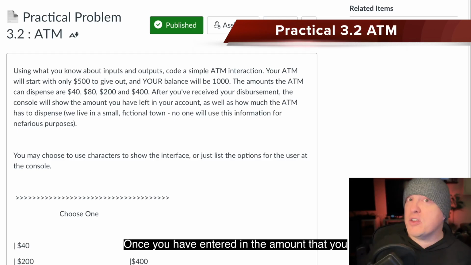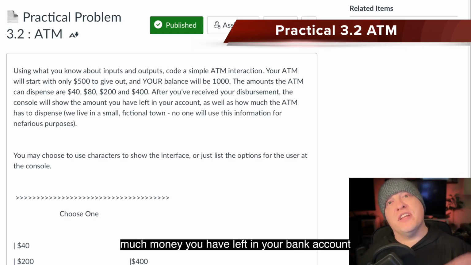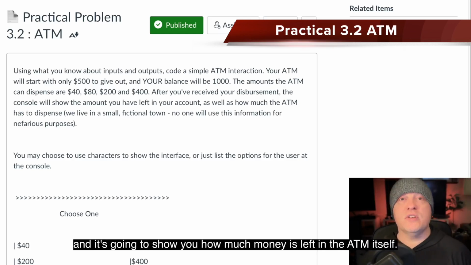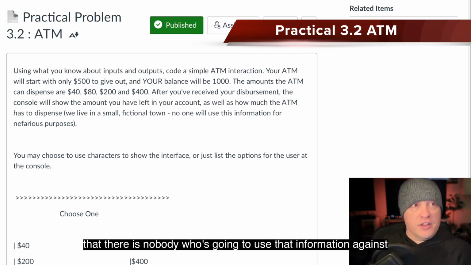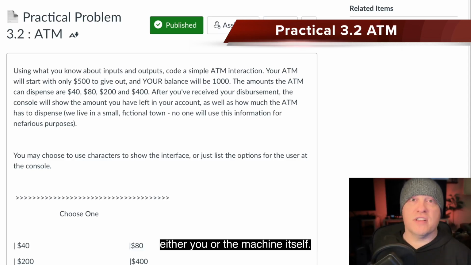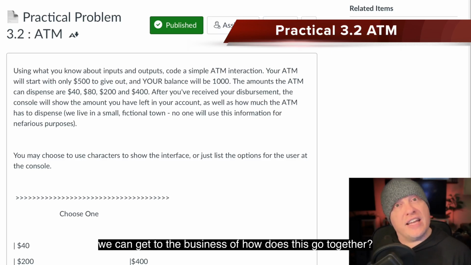Once you have entered in the amount that you want to receive, the ATM is going to show you how much money you have left in your bank account, and it's going to show you how much money is left in the ATM itself. Let's just assume that we're living in Mayberry here, that there is nobody who's going to use that information against either you or the machine itself. Let's just work with the constraints so that we can get to the business of how this goes together.